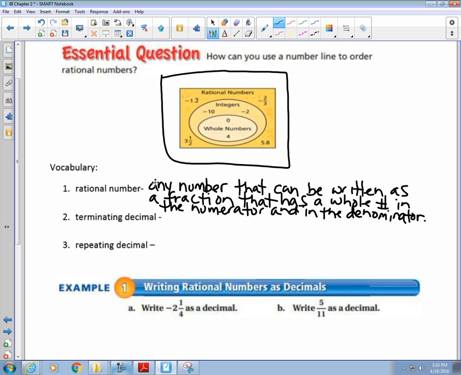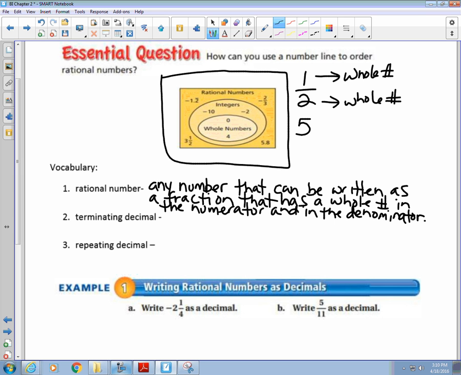So again, let's take some examples. Any number that can be written as a fraction that has a whole number in the numerator and in the denominator. So for example, 1/2. If we look at 1/2, number 1 is a whole number in the numerator. If we look at the number 2, it is also a whole number in the denominator. So that would be a rational number because it can be written with a whole number in the numerator and in the denominator.